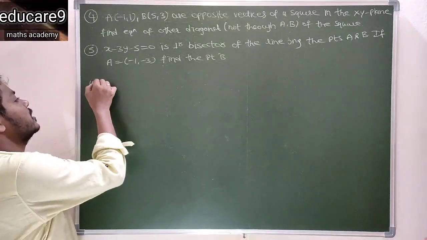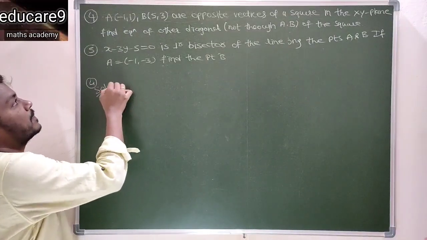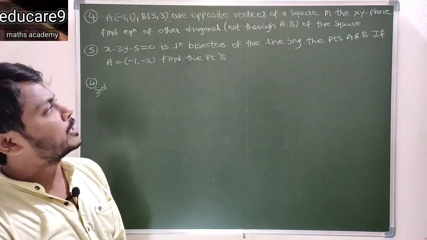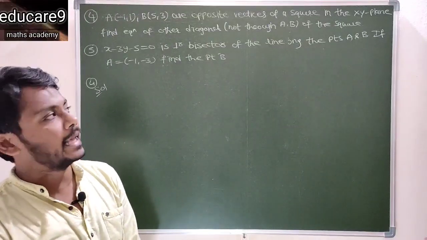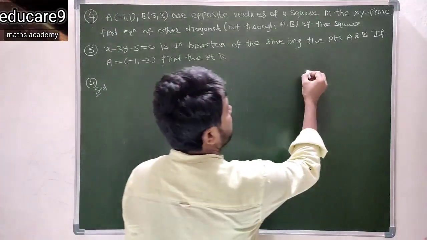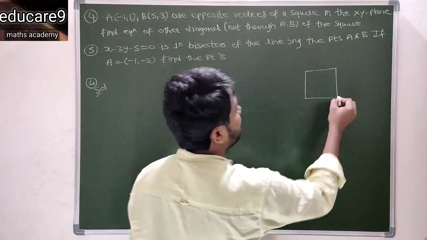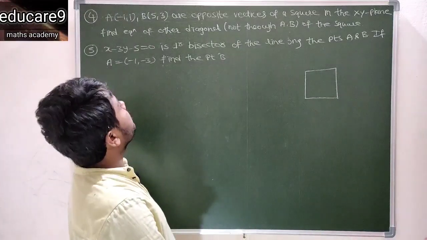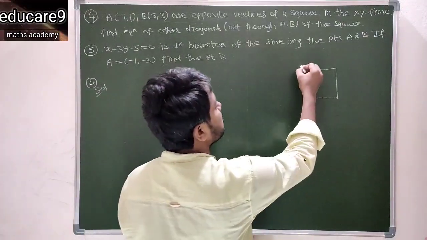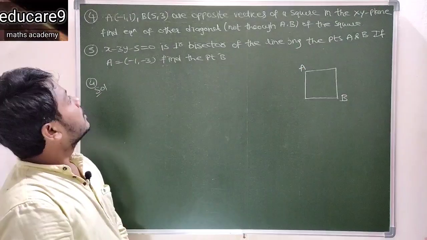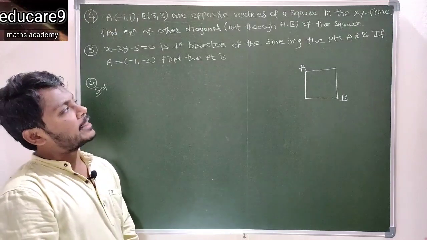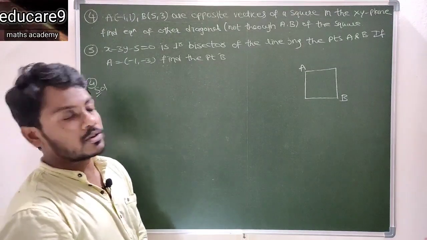So see our fourth solution. So A and B are opposite vertices of a square in the xy plane. Suppose this is a square in xy plane. Here A and B are opposite vertices. So this is A and this is B. And find the equation of the other diagonal not passing through AB.